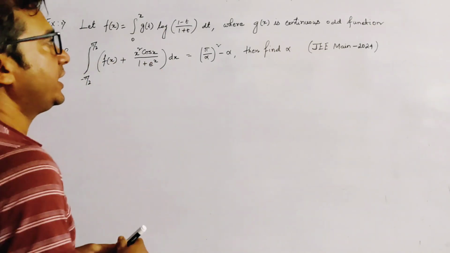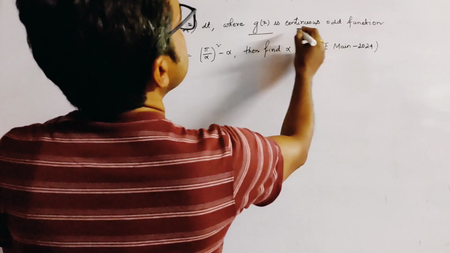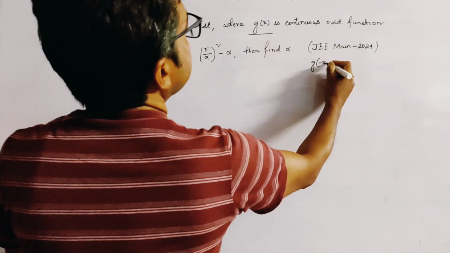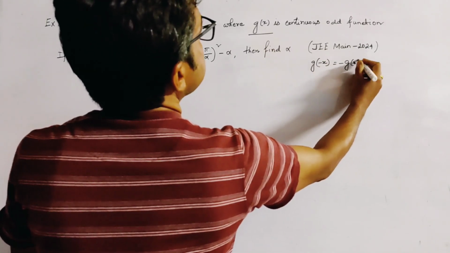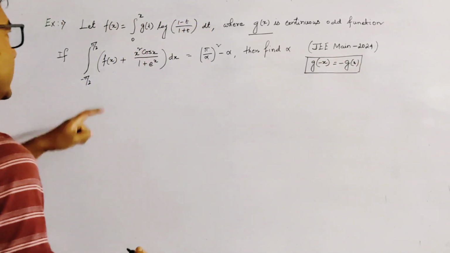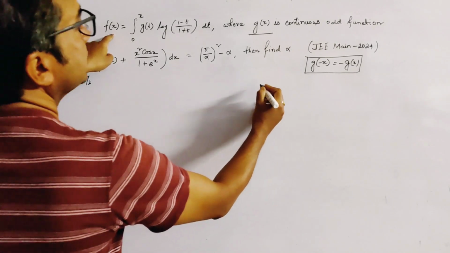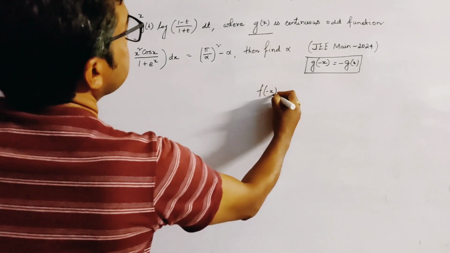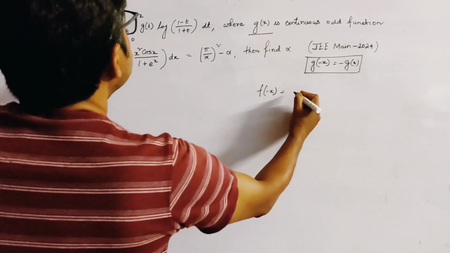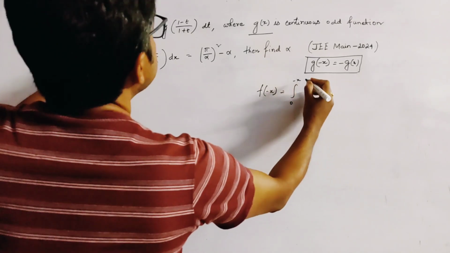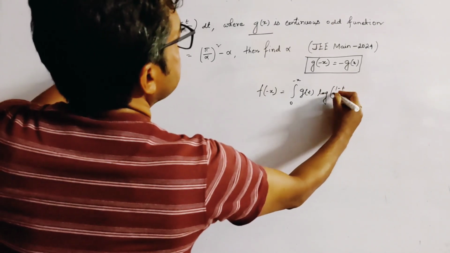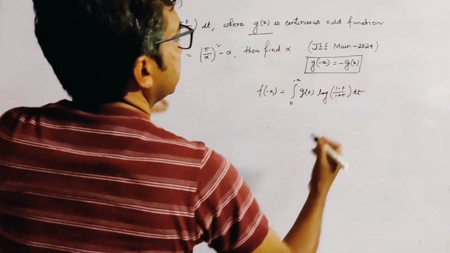Here it is given that g is an odd function, so the definition of an odd function is g of minus x equals minus g of x. This is the property of an odd function. Now we first start from f of minus x. We see that f(x) is either odd or even. f of minus x means integration 0 to minus x of g(t) into log of (1 minus t) by (1 plus t) dt.